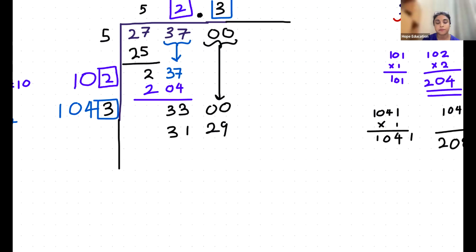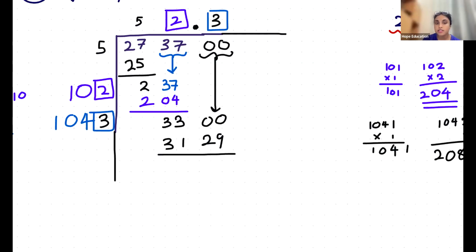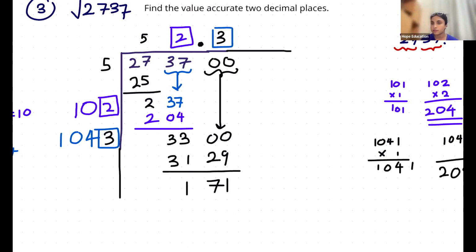And we will subtract. 0 minus 9 can't be done, so 10 minus 9 is 1. Here 10 minus 9. 9 minus 2 is 7. Here not 3, it's 2. 2 minus 1 is 1. 3 minus 3 is 0. I have 171 remaining. Is that clear?